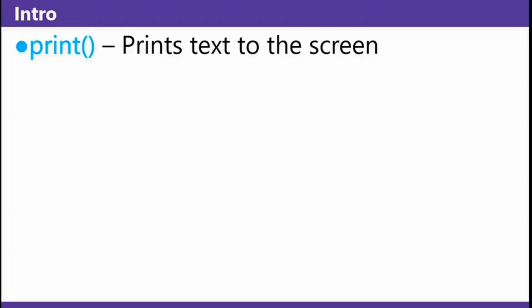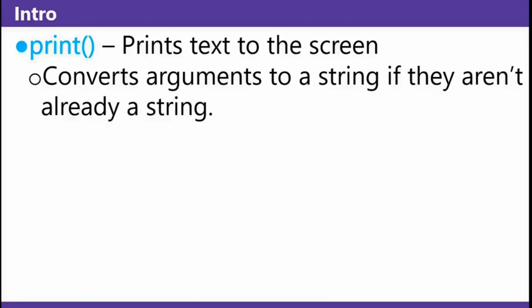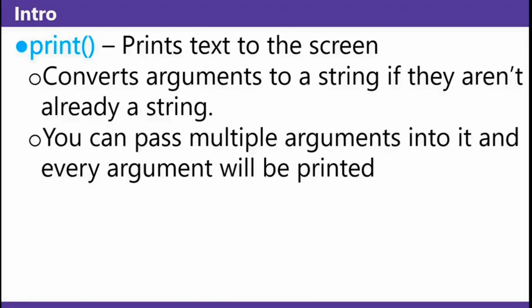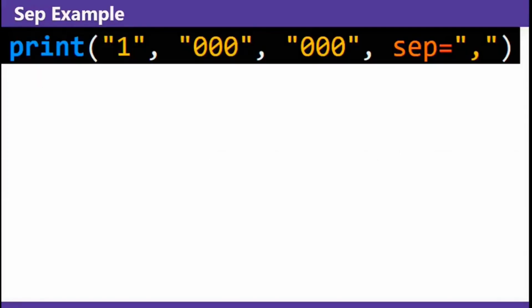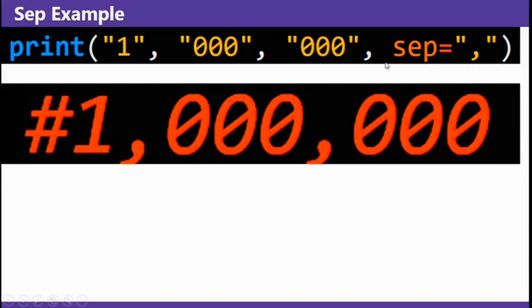The print function prints text to the screen. Bet you didn't expect that one. It also converts its arguments to strings if they are not already. Also, you can pass multiple arguments into print and they will all get printed out. The sep optional parameter is a character or characters you can specify to separate multiple arguments passed to the print function. By default, sep is a space. This code ends up printing 1,000,000, comma separated.